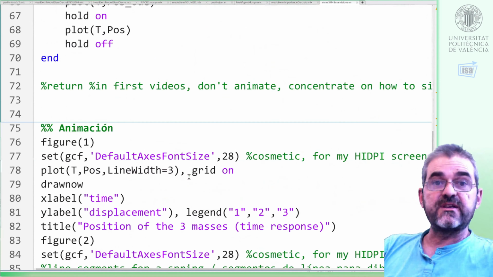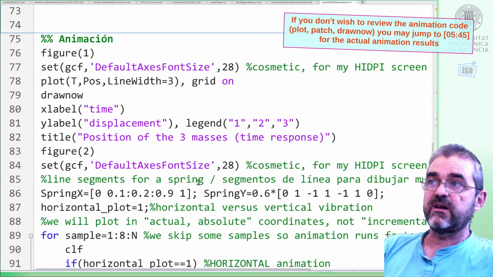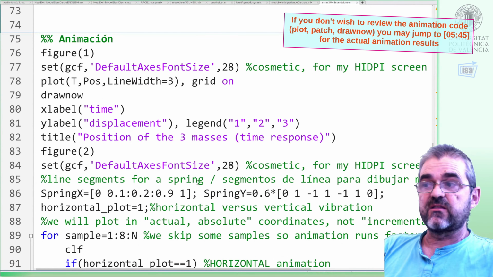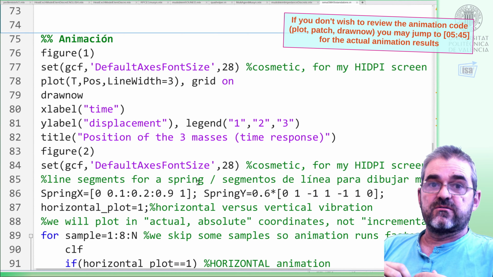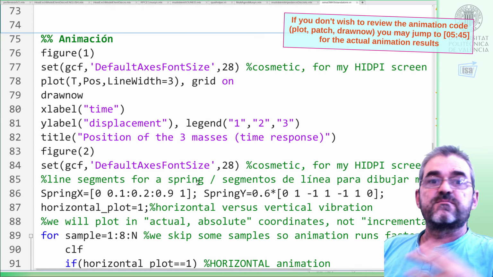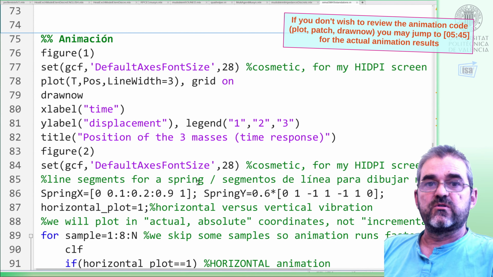So how do we animate this? Well, we'll briefly outline the code because my emphasis is on modeling and simulation and not on graphics and animations in advanced MATLAB. So you are free to pause, stop the video, or look at the source code, which I attach in the video description.